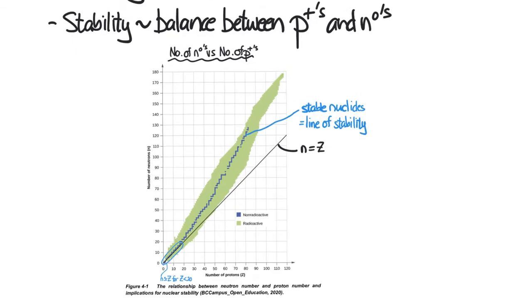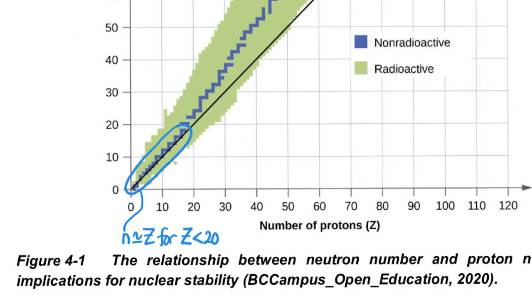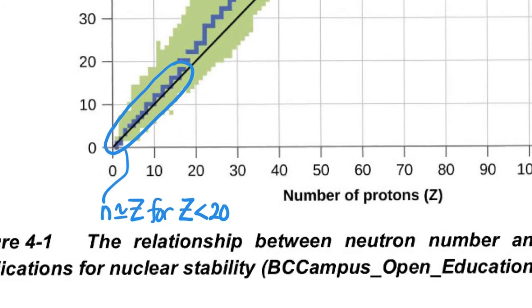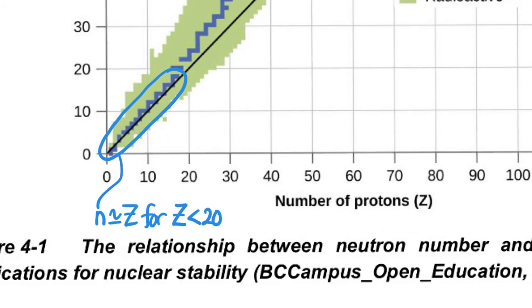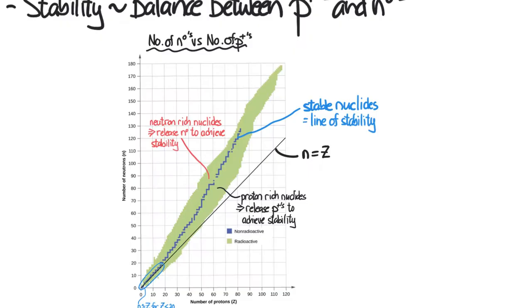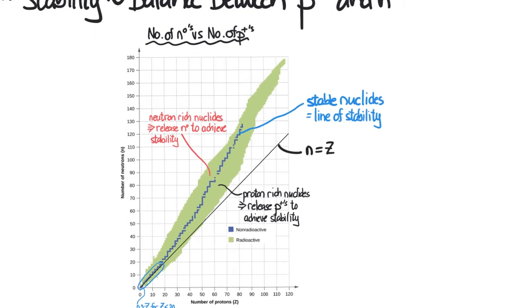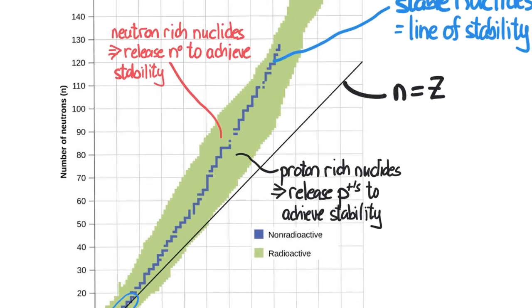So looking closely at this graph, as has already been mentioned, we can see that for Z less than 20, in other words, isotopes where the atomic number, the number of protons, is less than 20, we can approximate the line of stability or the band of stability with a linear function, N approximately equal to Z, or y equals x.